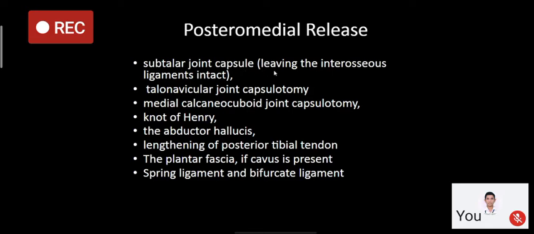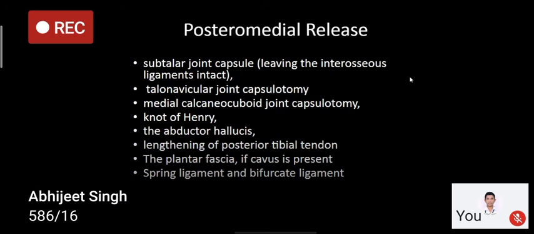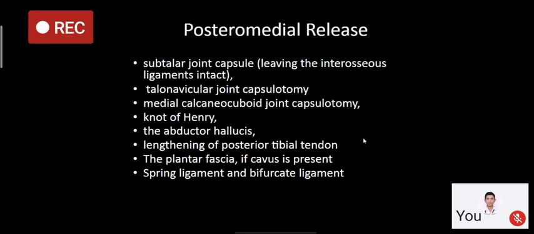What we do in subtalar joint, we leave the interosseous ligaments intact. And on the plantar aspect, we release the knot of Henry. What is knot of Henry? It is crossing over of the two tendons, flexor digitorum longus and flexor hallucis. Then release the abductor hallucis. Then lengthening of the tibialis posterior tendon.